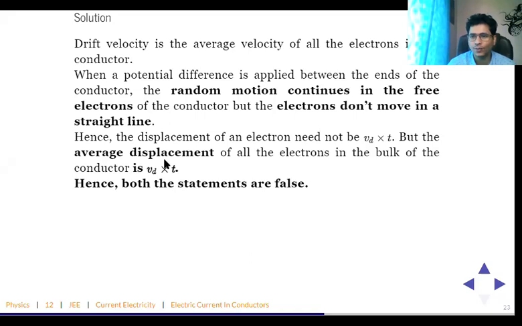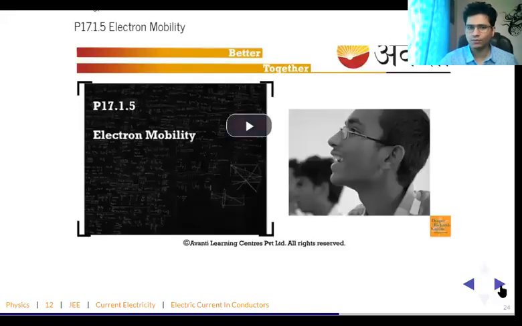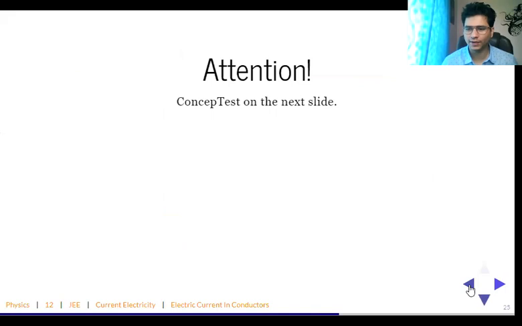I hope all of you remember the derivation. When you talk about this vd, when you write the formula, it was the average displacement. Guys, can you hear me? Right? Can you hear me, everyone? Yes, sir. Okay, yes. So it was the average displacement of all the electrons. Very good. Now, this topic, electron mobility, we have not covered yet. So we will cover this in the next class.